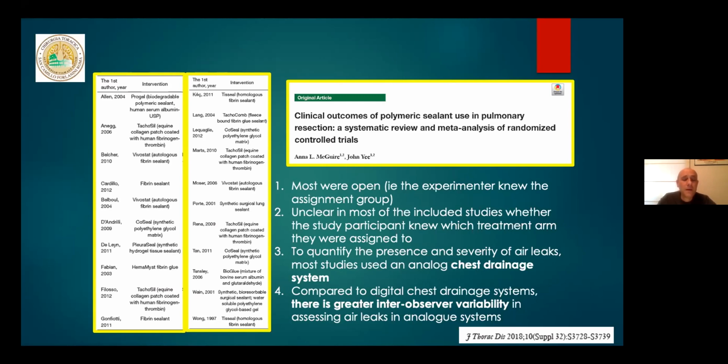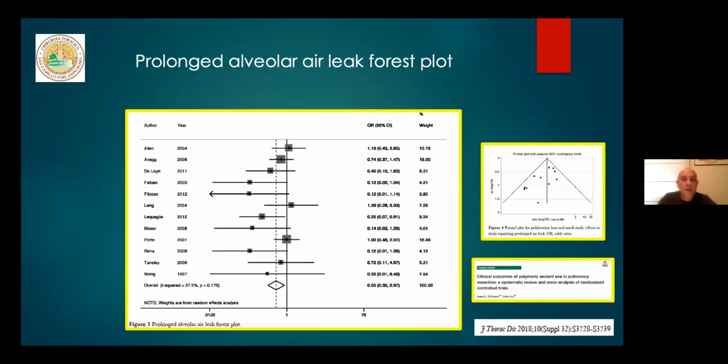To quantify the presence and severity of air leaks, most studies use the analog chest drain system. Compared to digital chest drain systems, there is greater inter-observer variability in assessing air leaks in analog systems. The forest plot of air leaks demonstrated that 12 RCTs contributed to the meta-analysis of the effect of the glue on the probability of air leaks.